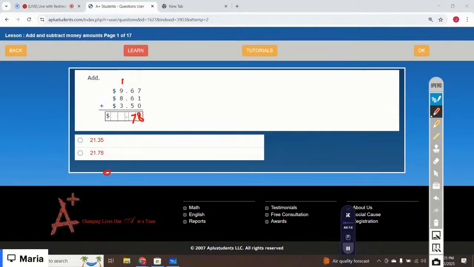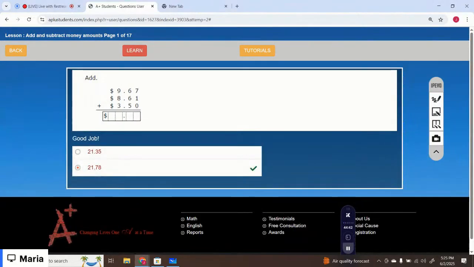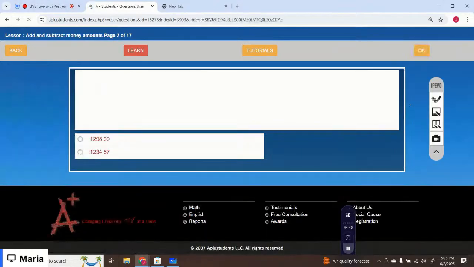9 and 1, 10, and 8, 18. And 3, 21. So that is $21.78. The correct option is option number two. That is $21.78.